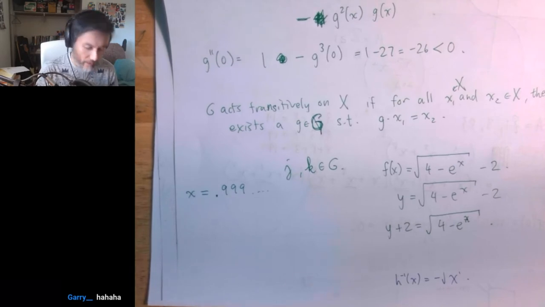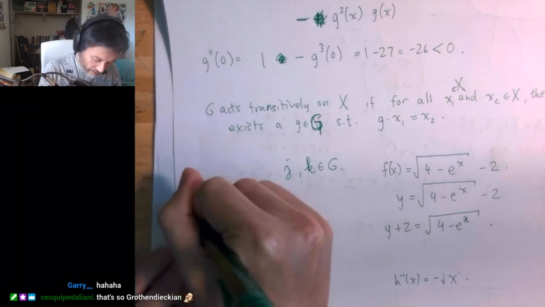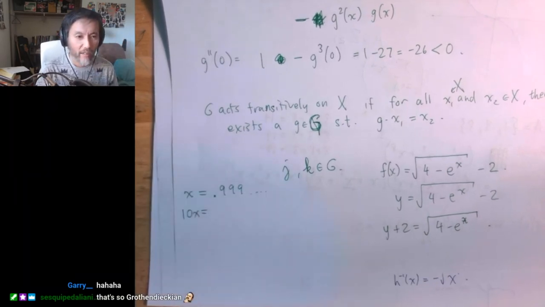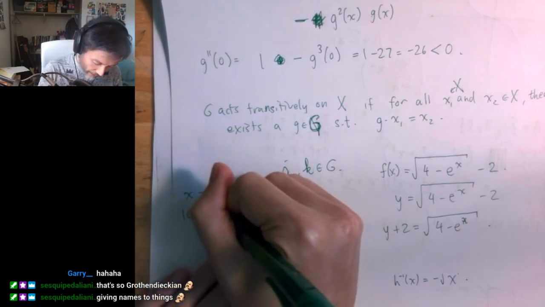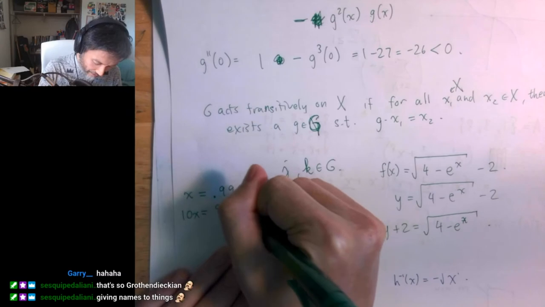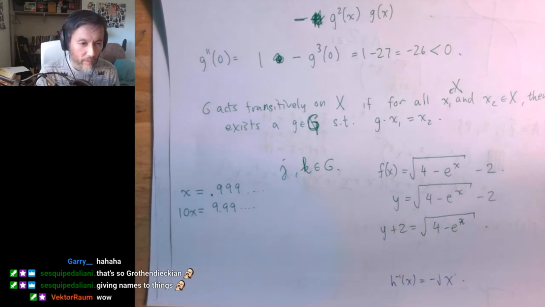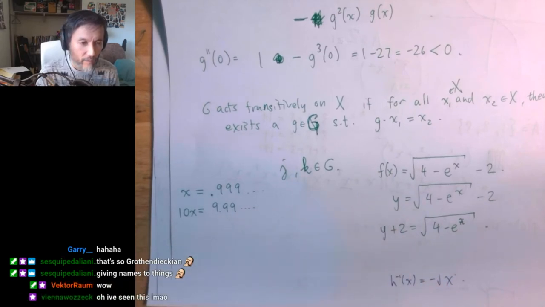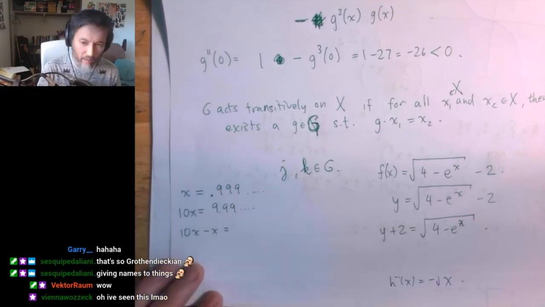So then, let's multiply both sides by 10. If we multiply it by 10, what do we get? We get 9.99... Do you agree with this? And now let's do 10x minus x. What's that?